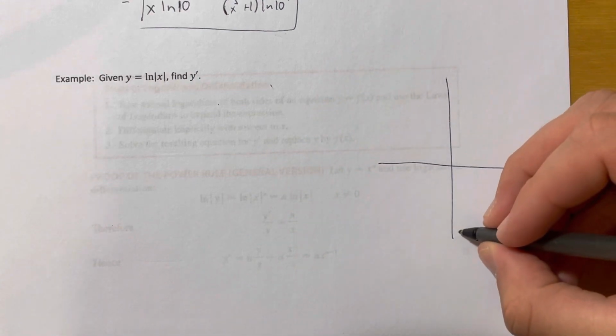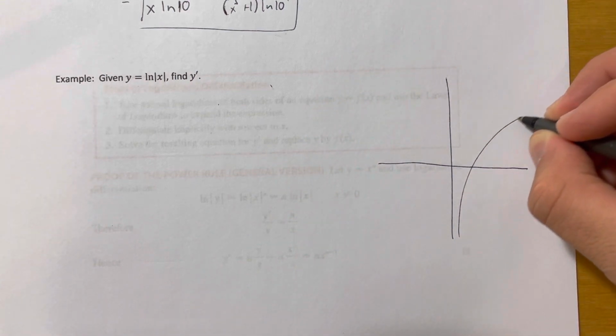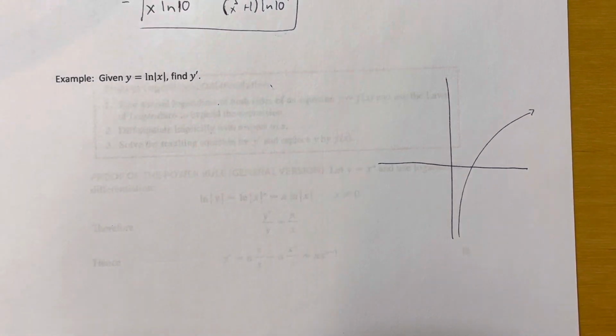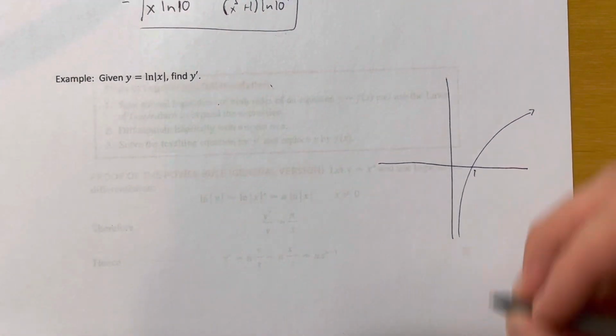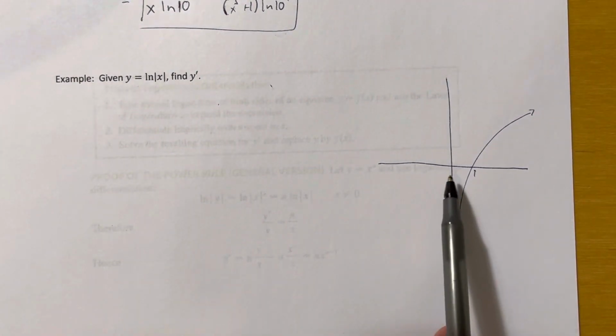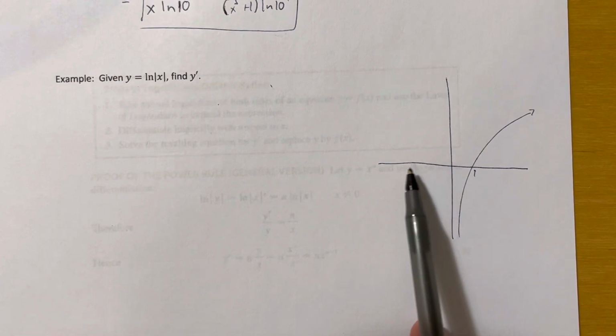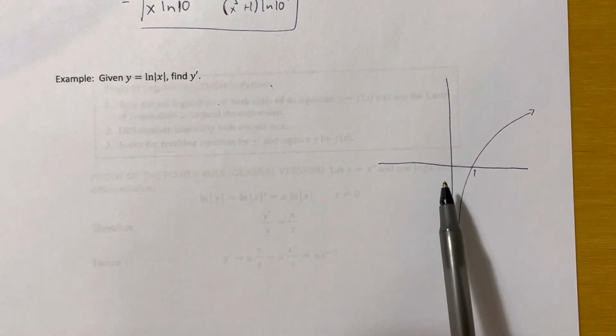is the natural log function has a graph that looks like this, right? And this is a very rough sketch, obviously. That's 1 right there. The natural log function is not defined for negative numbers. It's also not defined for 0.